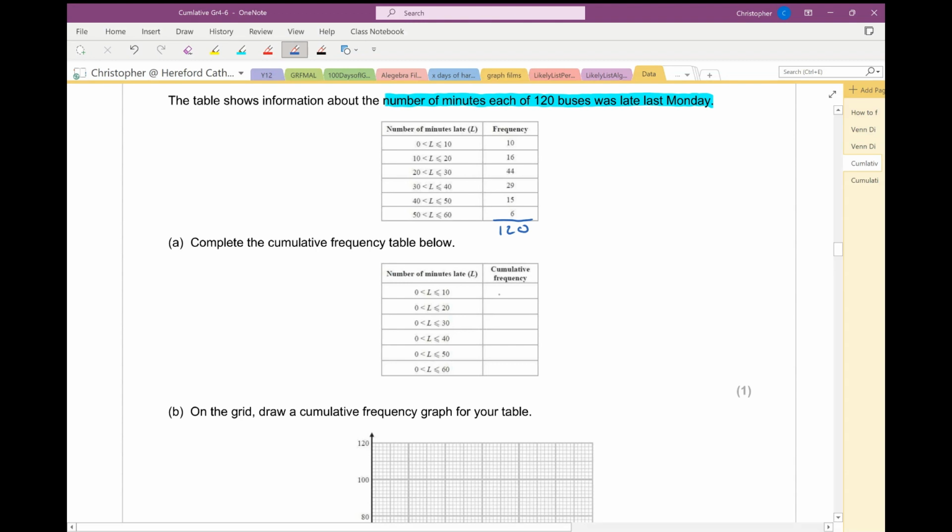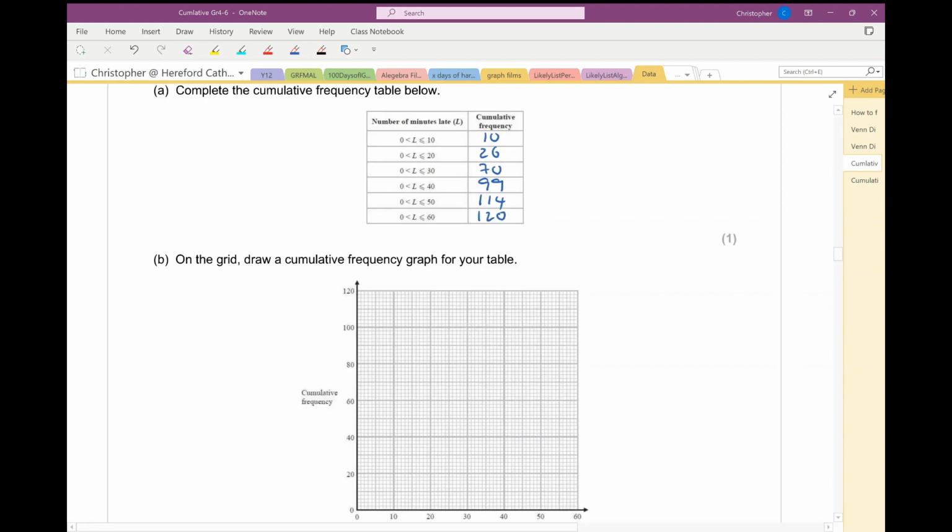Okay, so between 0 and 10 minutes late was 10. And between 0 and 20 is the first 10, and that's 16, so that's 26. So I'm going to keep on adding my frequencies. So there's 70 there, 99, 114, and 120. Look at that, they do it up to 120. That's what I hoped. On the grid, draw a cumulative frequency graph for your table.